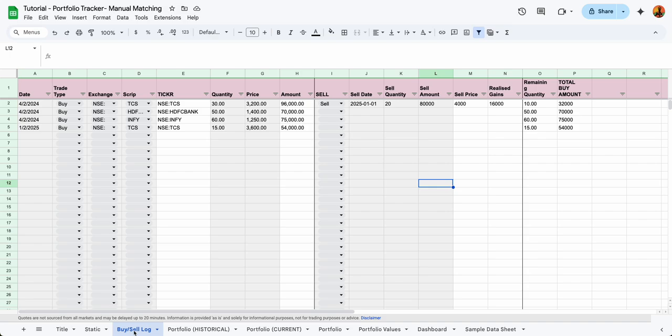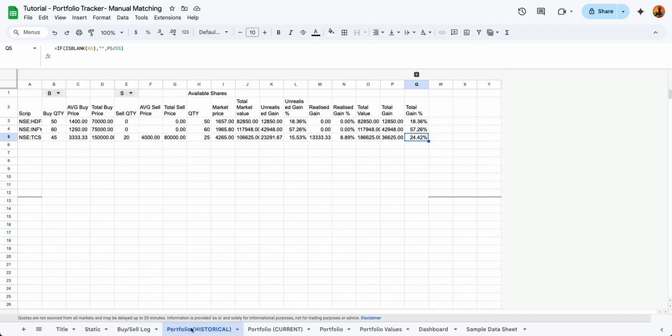First of all, I've got some sample trades in here wherein I bought various quantities of popular stocks in the Indian stock market like TCS, HDFC Bank, and Infosys. And I've also sold one tranche of TCS in here. Using this data, I've created two views of your portfolio. The first view is the historical portfolio. This view aggregates all the buys and sells and gives you a bird's eye view of your unrealized gains, your realized gains, and the total value for each of the stocks in your portfolio.